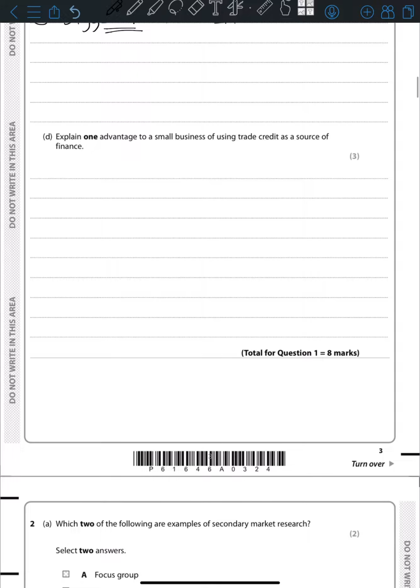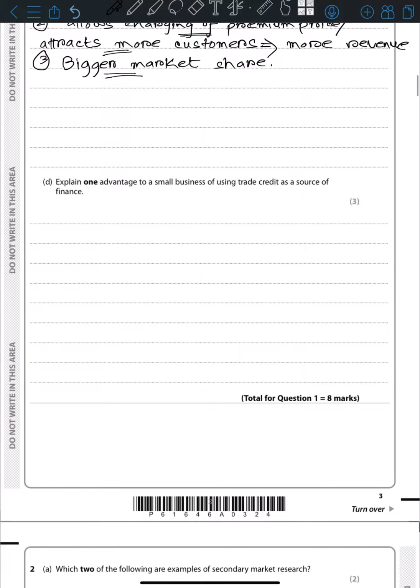For the third part D, explain one advantage to a small business of using trade credit as a source of finance. So trade credit is basically trade payables in accounting, and it allows us to borrow from our lenders and pay them later without any interest, in contrast to a bank.